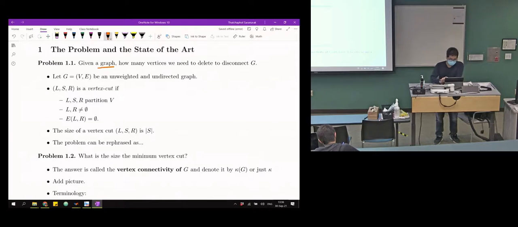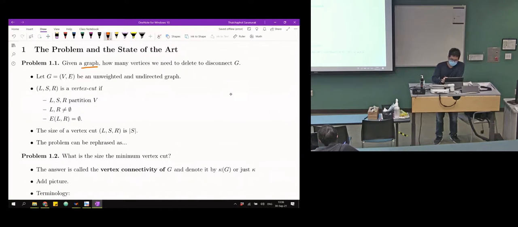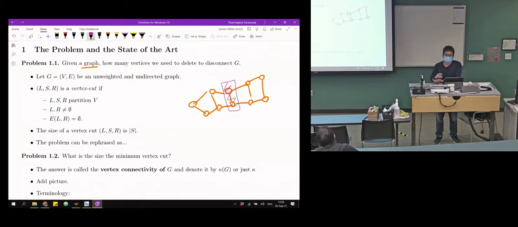So suppose that your graph looks something like this. Then if you delete just one edge or one node, the graph will not be disconnected. But if you delete two, then you can disconnect the graph. So we ask for the minimum number so that you can make the graph disconnected into two components.